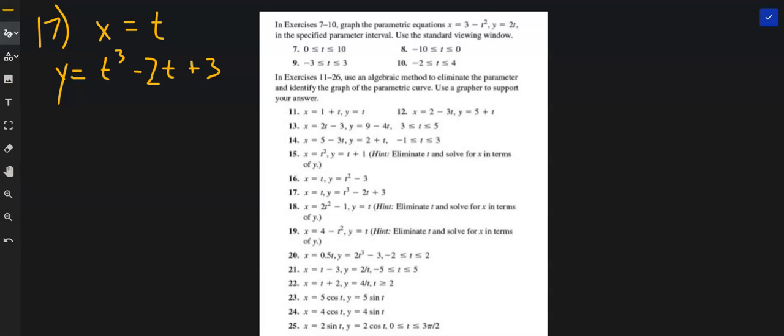Use an algebraic method to eliminate the parameter and identify the graph of the parametric curve. Use a grapher to support your answer.